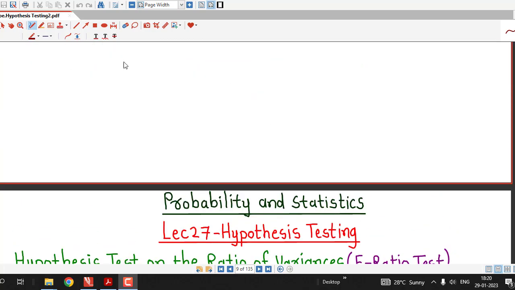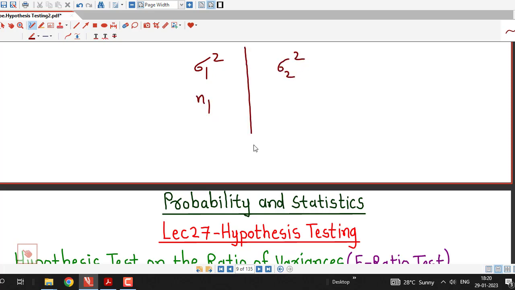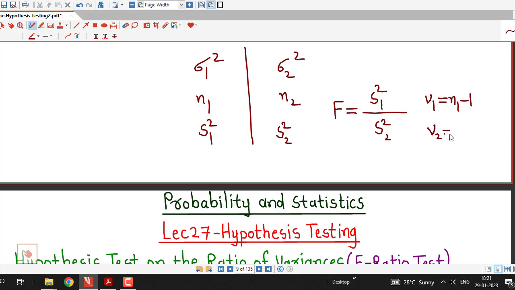And we remember that if we have two normal populations with population variances sigma 1 square, sigma 2 square, and if we are drawing random samples of size n1 and n2 from those two normal populations, and suppose s1 square and s2 square are the sample variances, then if these two populations are independent and therefore samples are independent, we apply this test statistic F equal to ratio of sample variances, and here we consider nu1 equal to n1 minus 1 numerator degrees of freedom and nu2 equal to n2 minus 1 denominator degrees of freedom.